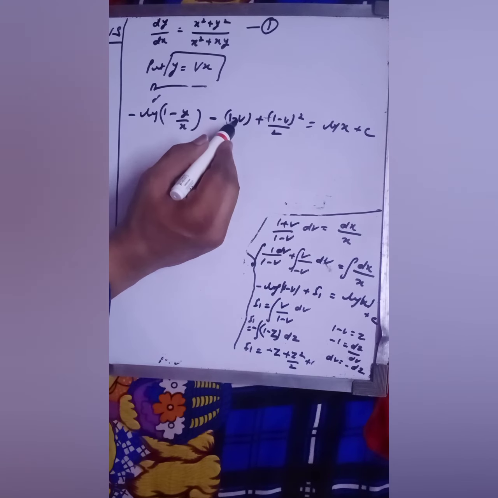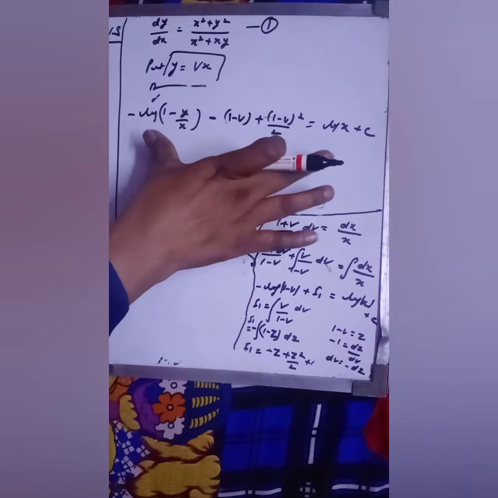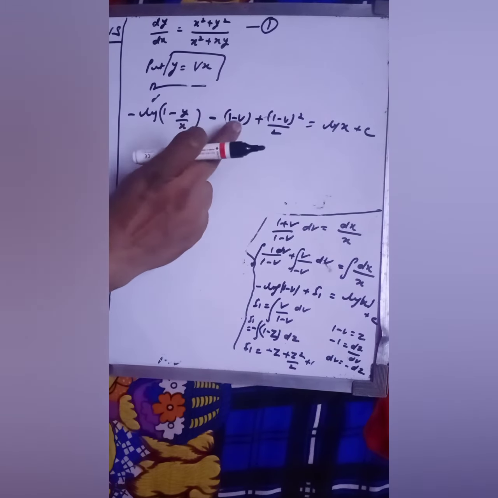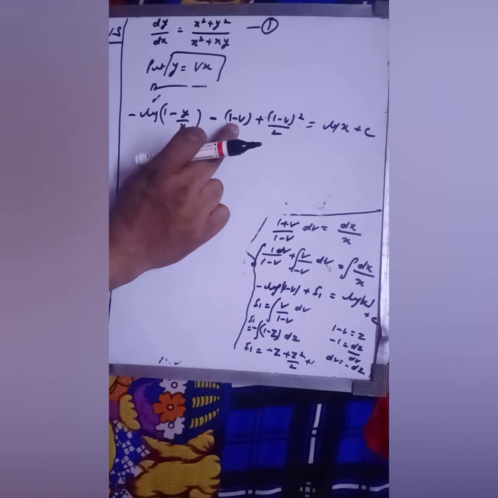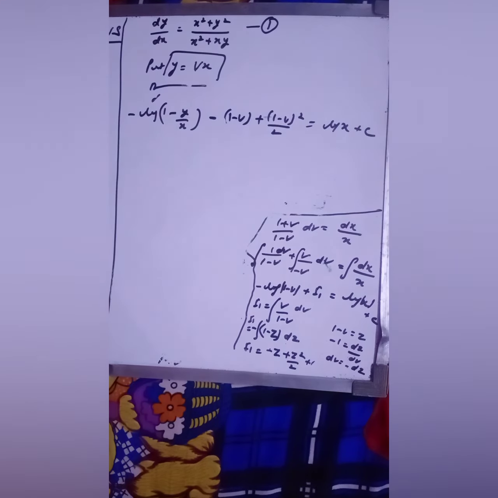Now here v is coming, so just put the value of v, that is y by x, and you will get the final answer. In the next step, you just have to replace this v by y by x. Okay, and you will get the final answer. So this is how you can solve this question. Okay children, so note it down.